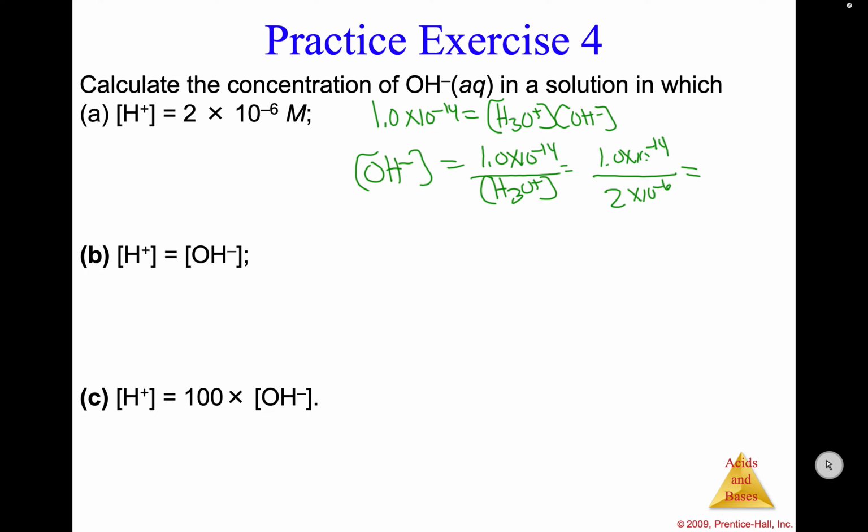And I got 4 times 10 to the negative 9. Oh, I'm doing the wrong one. Thank you. I was looking at a practice exercise that I skipped over. 5 times 10 to the negative 9th molarity. Did anybody else get that? Yeah. And the units. Our units for concentration will always be in molarity for this.